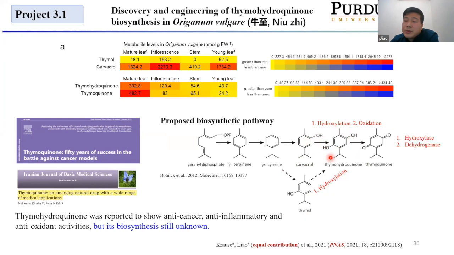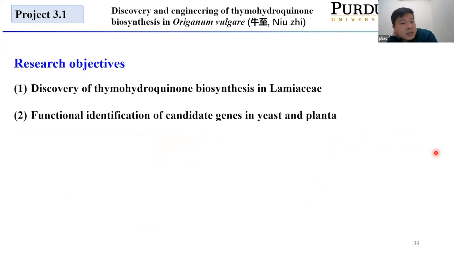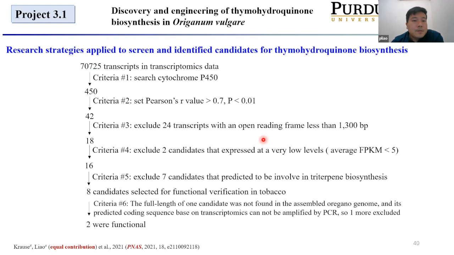If we compare these two structures, we found that actually the hydroxyl group becomes an oxygen, only the hydrogen was released, which means that this is an oxidation step. So we hypothesize it should be catalyzed by a dehydrogenase. Okay, so the research objective of this study is that we want to discover how thymohydroquinone is biosynthesized in the Lamiaceae family. And also we will do the functional identification of the candidate genes in yeast and the plant. Okay, so this is our strategy.